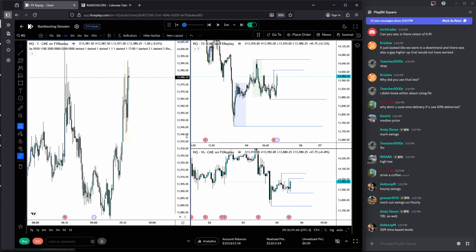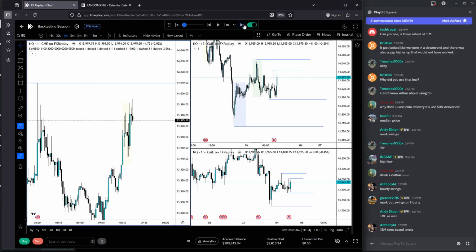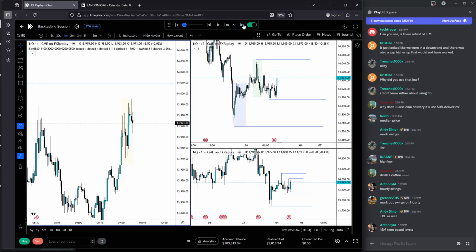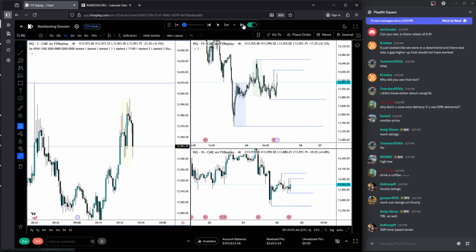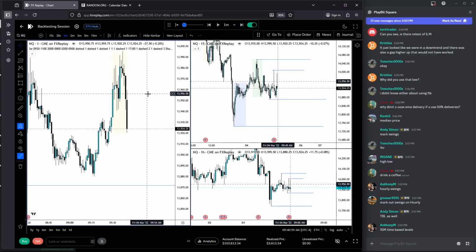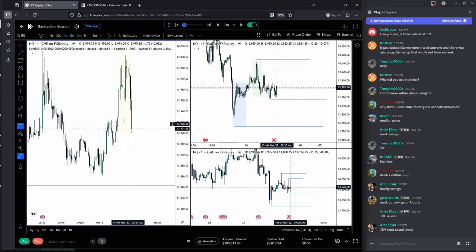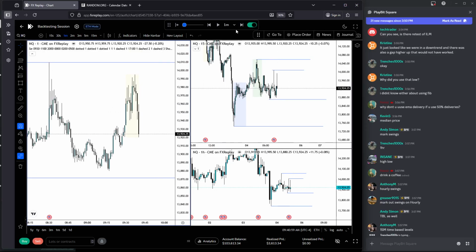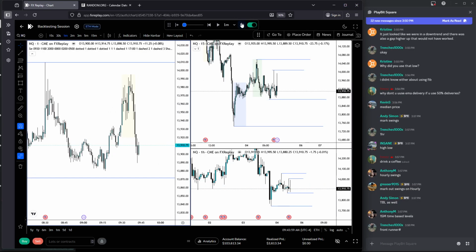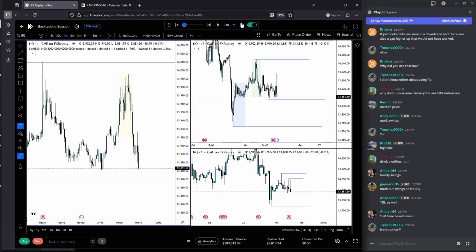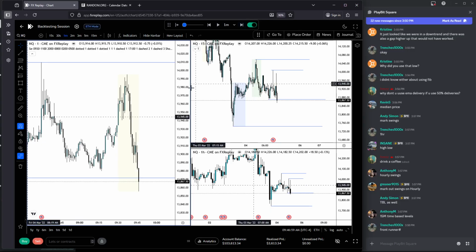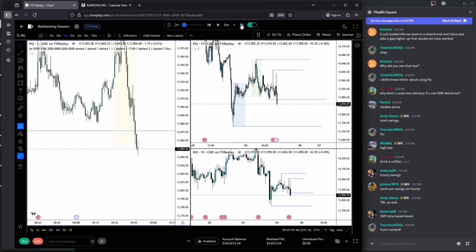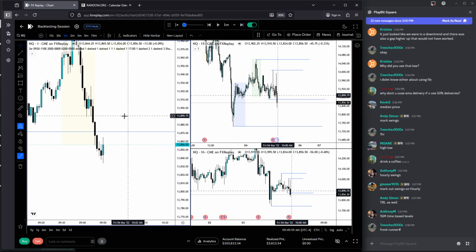Okay, let's wait for a sweep. No sweep there. Okay, all right. This is no sweep, it's too big. I'm not gonna make you guys vote on this. Let's wait for a sweep of this low down here. Okay, we swept that low now. Let's see if we get this inversed.